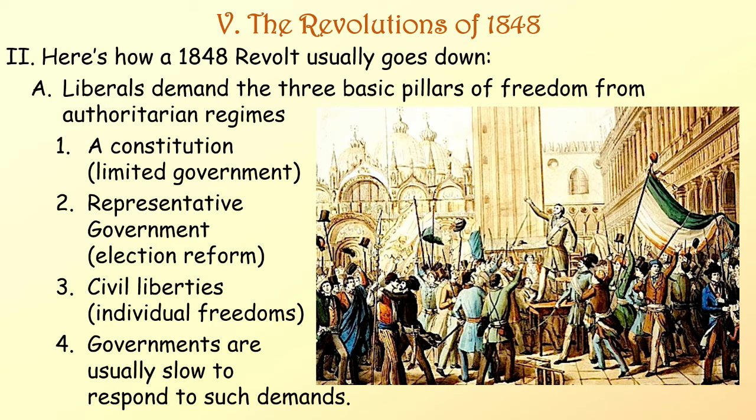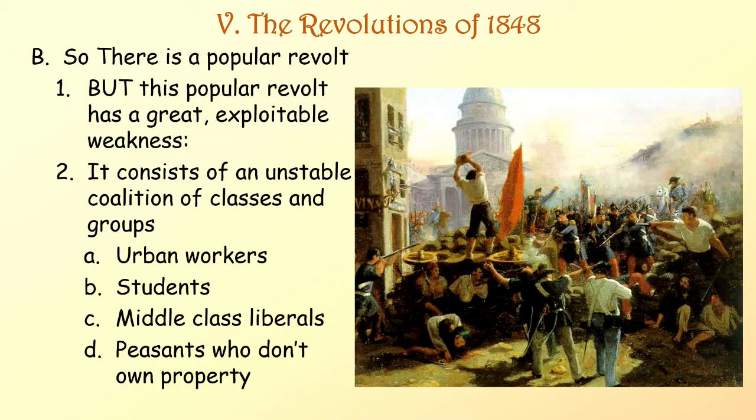And so governments are usually slow to respond to demands like these, of course. So, because of that slowness, there's a popular revolt. But this popular revolt has a great, very exploitable weakness to it. And it's this: it consists of an unstable coalition of classes and groups. For example, urban workers, students, middle class liberals, peasants who don't own property. Groups like this don't necessarily get along with each other.